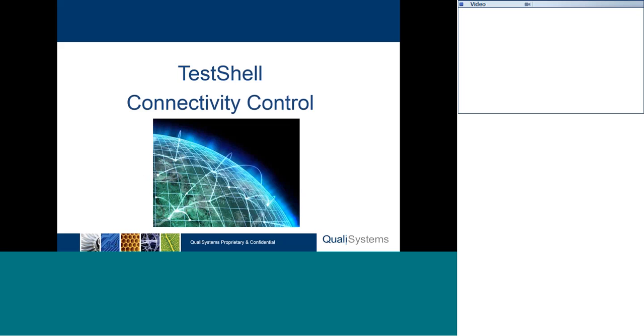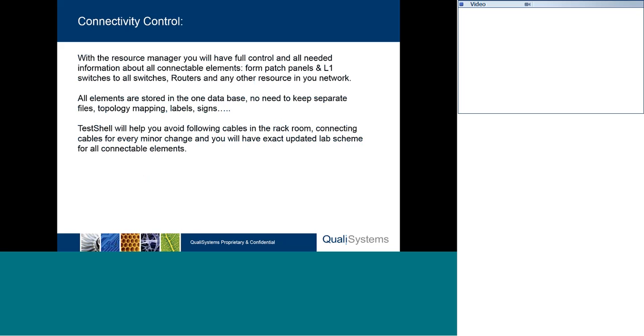So we have in TestShell our connectivity control. With the resource manager, you will have full control and all the needed information about all connectable elements, from every patch panel in the rack, in the lab, and every layer one switch, to all the switches, routers, and any other resource in your network. It can be from a device under test that you are using to each port of the packet generator that you are now using. All elements are stored in one database, our TestShell database.